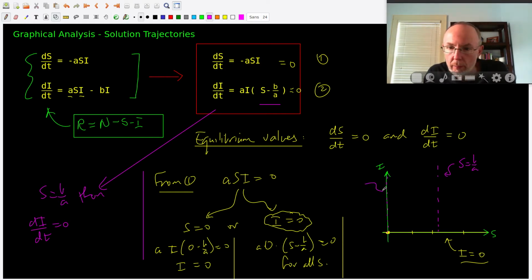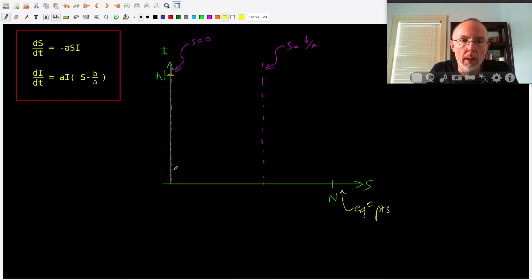And then over here, along the line where S is equal to 0, we also have the rate of change of S being 0. So let me sketch this on the next page a bit more neatly. So here's our phase space. We know we have a line of equilibrium points along the S-axis down here.